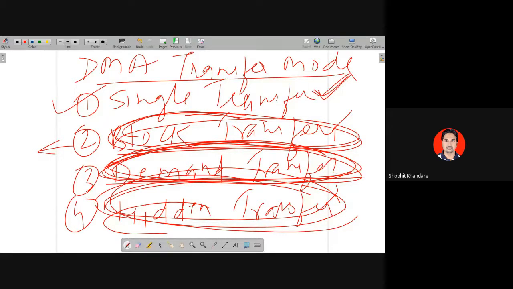क्योंकि CPU को पता ही नहीं चलेगा कि वहां पे डेटा ट्रांसफर चल रहा है, क्योंकि उसको सिस्टम बस की जरूरत ही नहीं है. And till that time direct memory access controller is taking the charge of the system bus, so it is like it is hidden from the CPU. That is why it is called as a hidden transfer mode. Any question in the 4 different DMA transfer modes? Any question?